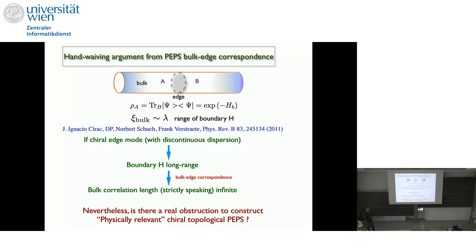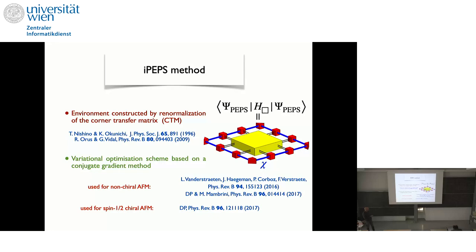Okay, so that's my crude, maybe too naive picture of this statement. So what we expect still is that, strictly speaking, some correlation function will be diverging in the bulk. So is that really an obstruction to construct a physically relevant chiral topological PEPS to describe this phase with a finite bulk correlation?